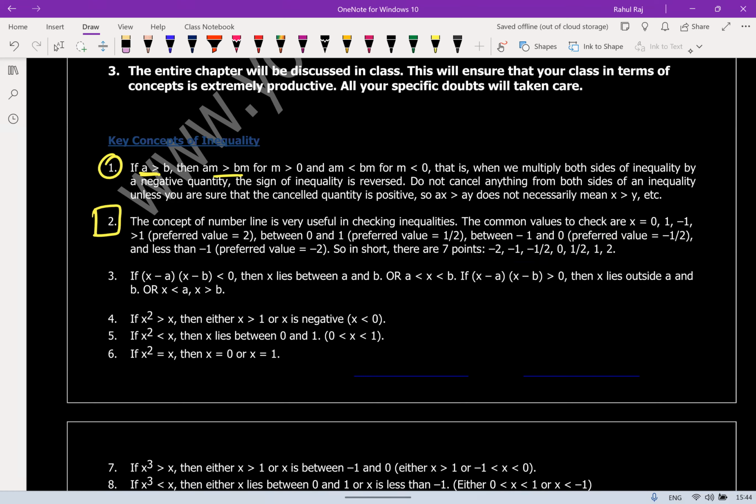So, point number 3, any problem, anybody? Please tell me. X minus A into X minus B less than 0 means that X lies between A and B. X minus A into X minus B greater than 0 simply means X lies outside of A and B. That is, X is either less than A or greater than B. Any problem here, guys? Please tell.